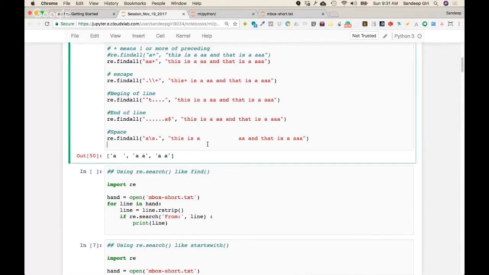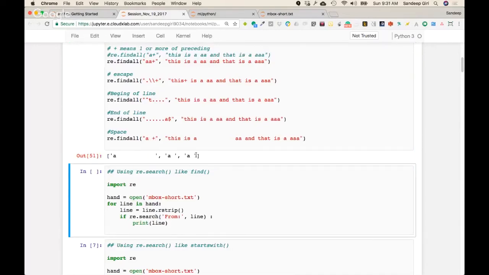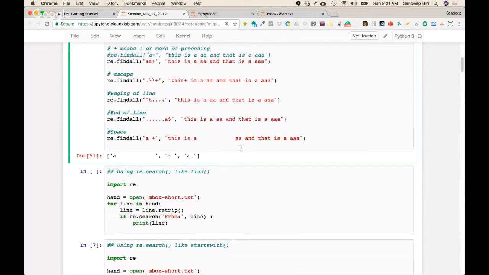All right. So this way you can match white space. Also, in case you want to write your own matcher for white space, it's pretty simple. Put a space, put plus. You can see that it has matched with this as well as this as well as this. Okay, so that's white space.